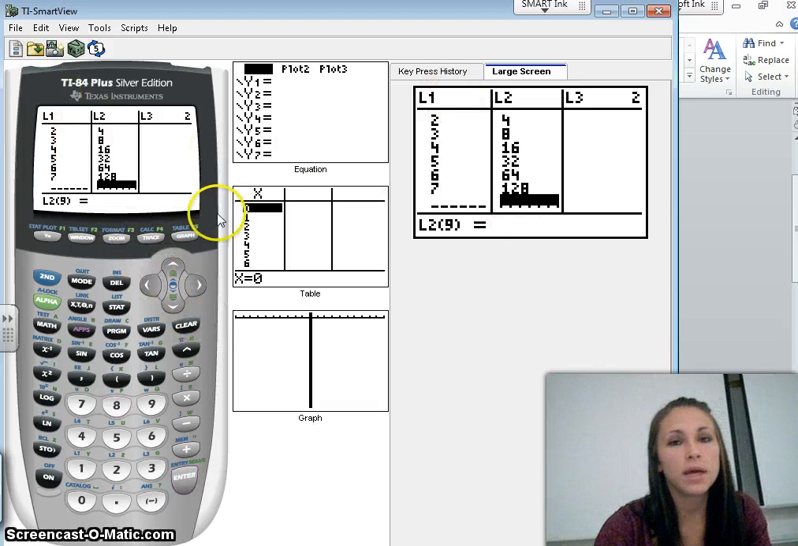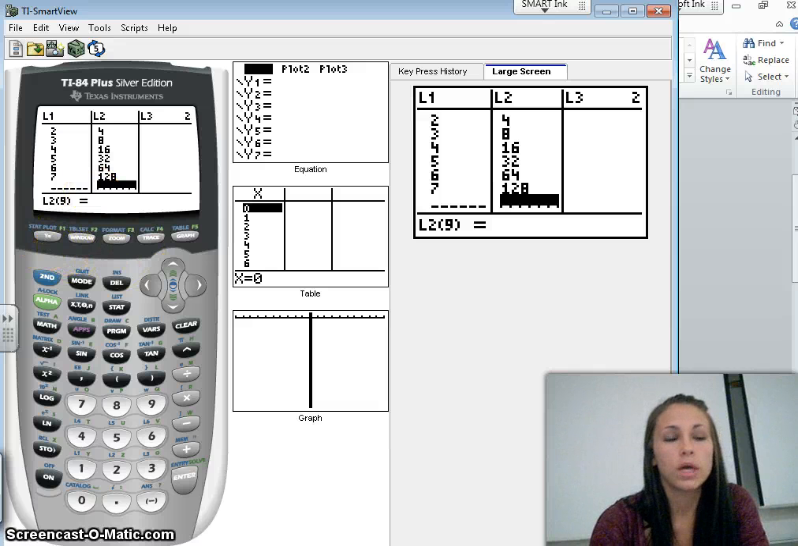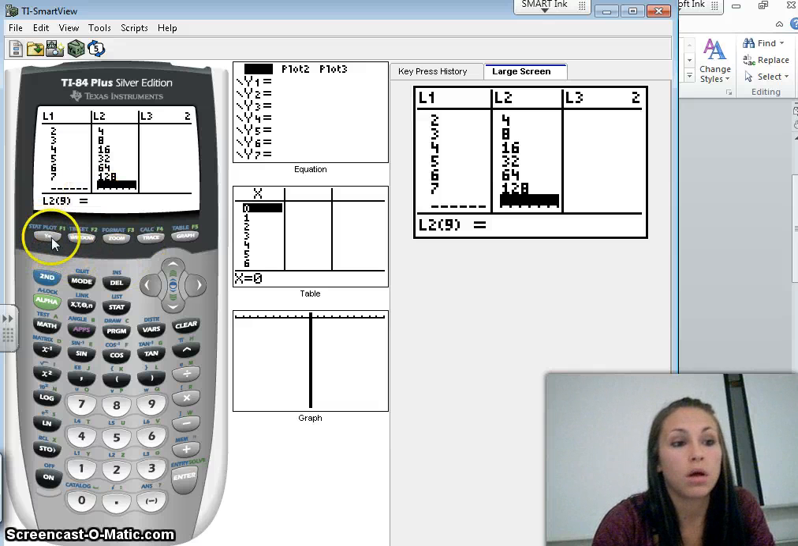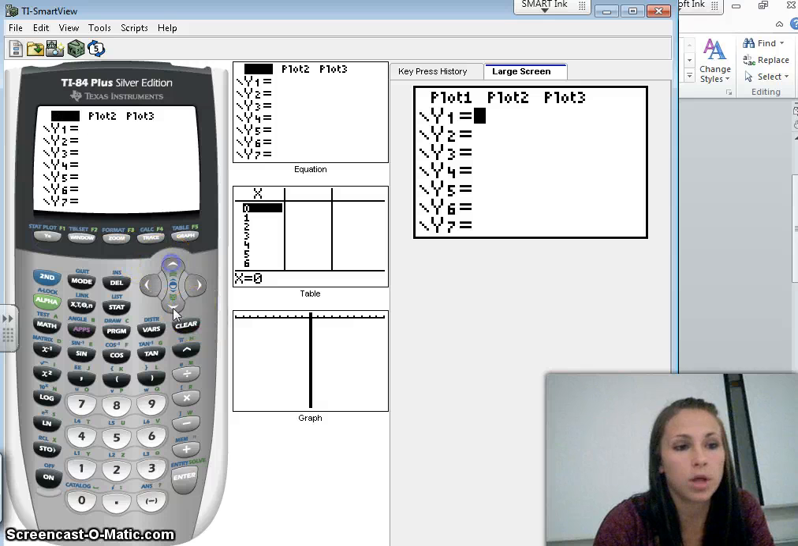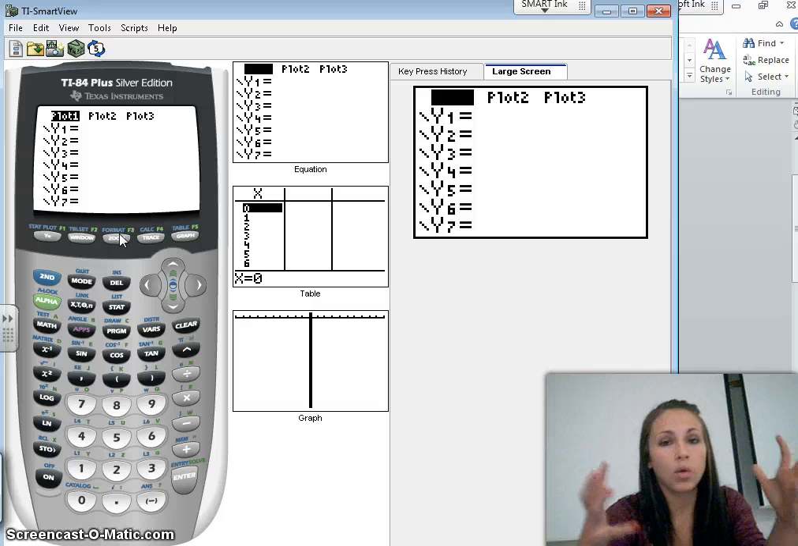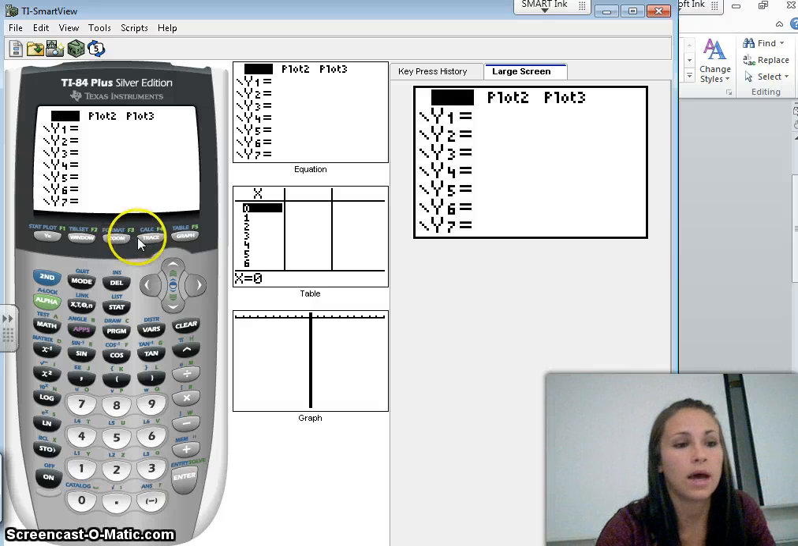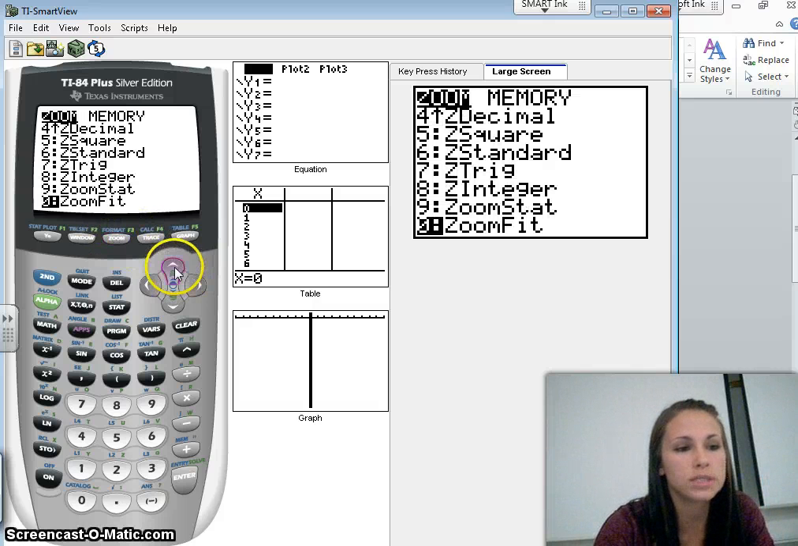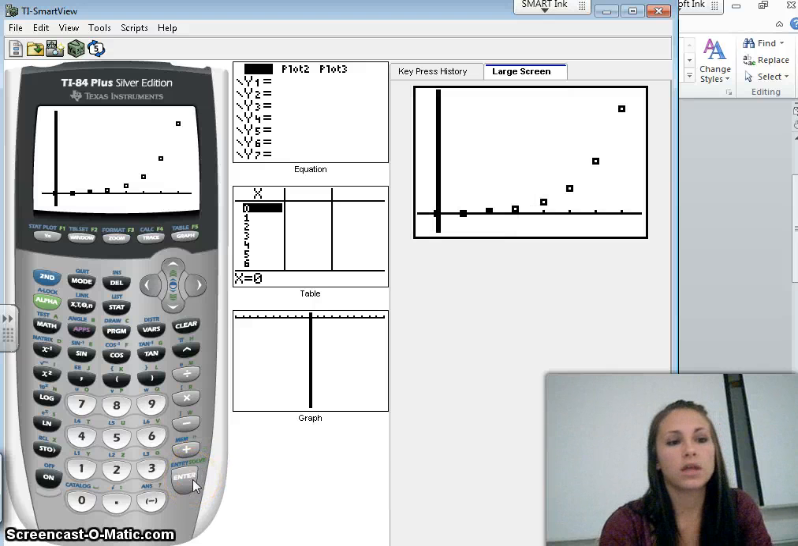Now, if I want to make a scatter plot, what I'm going to do is go to my stat plot right up here. I'm going to go to my stat plot and turn on plot 1. Then I want my window to be a good fit around the data that I entered. If we go to Zoom Stat, it'll automatically fix us a really good window around our data. You can tell that it's an exponential type function because it's got that same basic shape and it's getting really close to the x-axis down here.